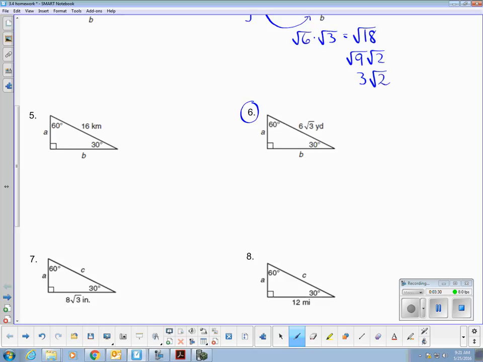In number 6, I'm given the hypotenuse, and I need to find the values of A and B. So to go from the hypotenuse back to the short leg, instead of multiplying by 2, I'm going to divide by 2. Remember, the hypotenuse is twice as long as the short leg, so to find the short leg, I simply divide by 2. I'm going to take 6 radical 3 and divide that by 2. So 6 divided by 2 is 3 radical 3.